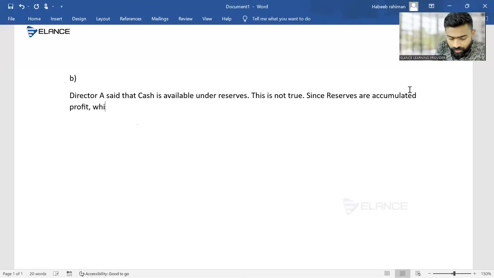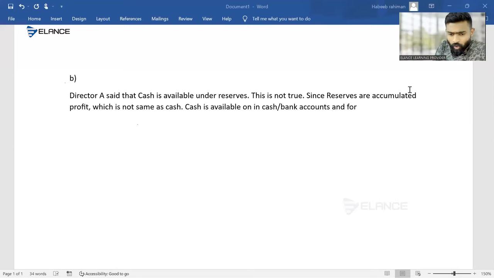which is not the same as cash balance, which is not the same as cash. Cash is available only in cash or bank accounts, and for which company? It is Corfe company.